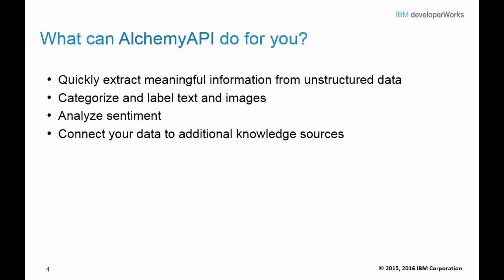Alchemy API can extract relevant information from large chunks of unstructured data using natural language processing algorithms. It can go through reams of content, quickly categorizing and labeling text as well as images. Also, we can do sentiment analysis from text and connect our data to additional knowledge sources using these APIs.